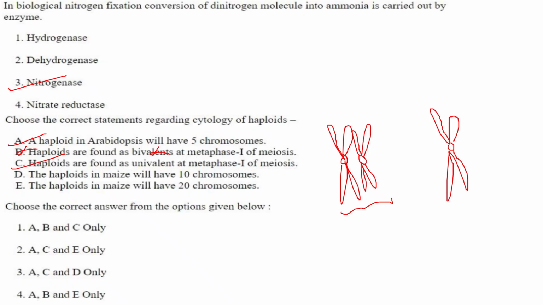Then the haploids in maize will have 10 chromosomes. Yes, when maize is having diploid number of 20, the haploid number will be 10. The haploid in maize will have 20, no, it is 10 chromosomes. So E is also not correct. So A, C, D will be the answer, that is 3.